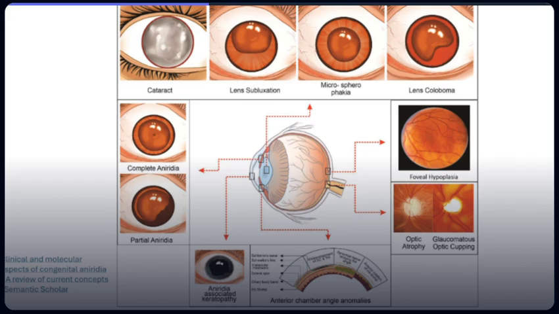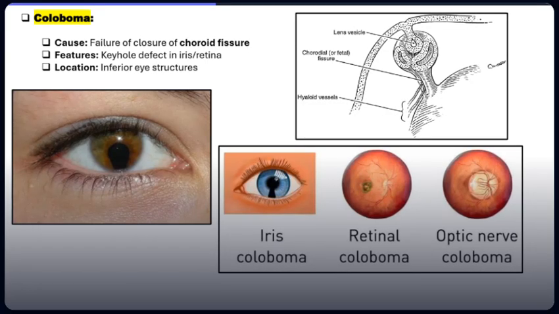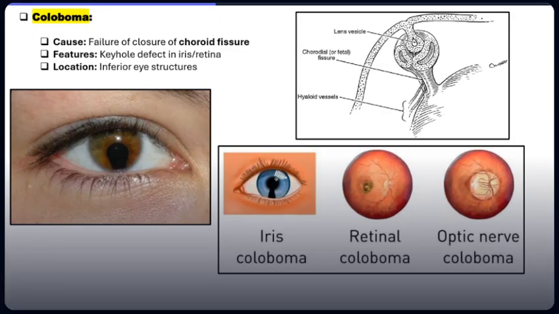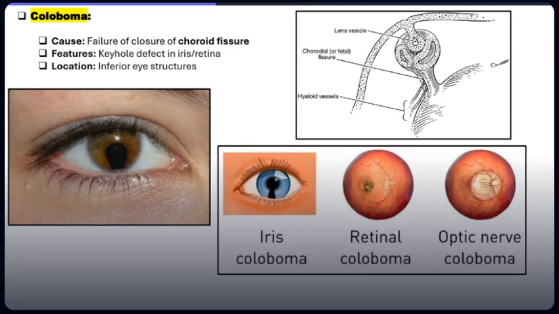This comprehensive mapping illustrates that the absence of the iris is merely one facet of a global developmental collapse involving the corneal surface, the crystalline lens, and the neurosensory retina. A coloboma occurs when the choroid fissure, the temporary opening on the ventral surface of the optic cup, shown in the top diagram, fails to achieve complete fusion during the 7th week of embryonic development.